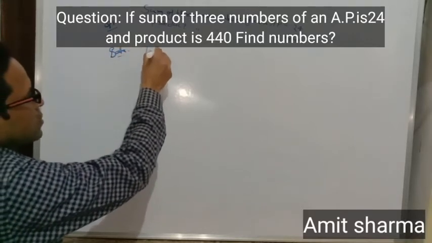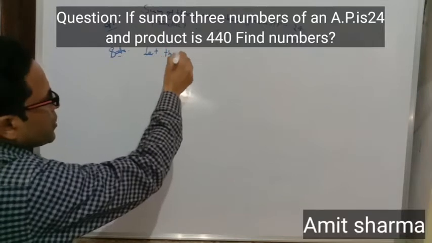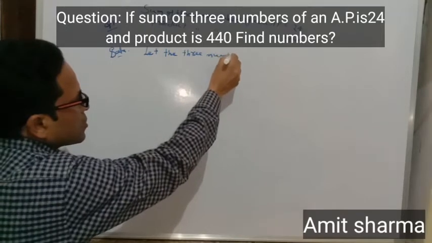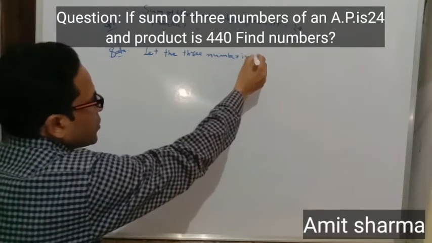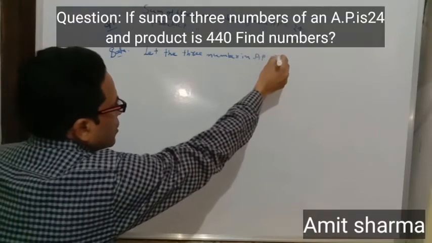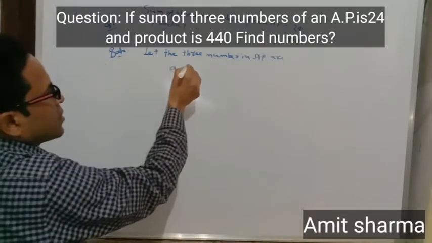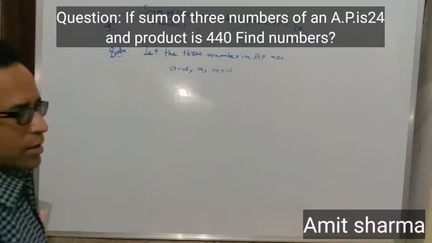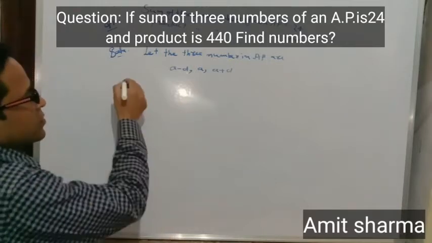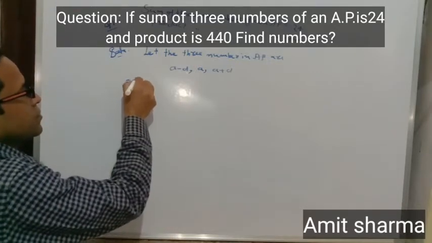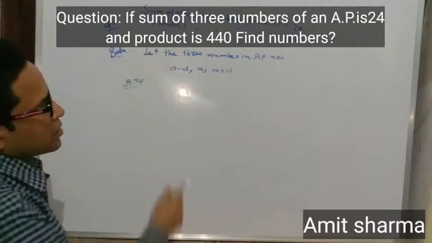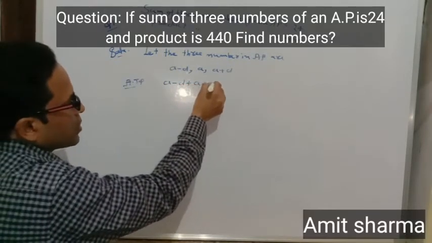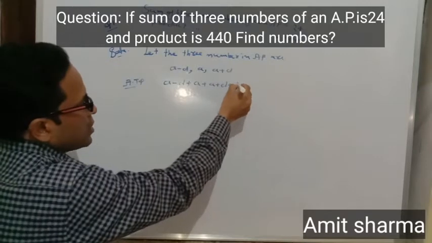let the three numbers in AP be a minus d, a, a plus d. Okay, these are three numbers which are in AP. Now according to the question, the sum of three numbers, that means we have to add all three numbers: a minus d plus a plus d equals 24.